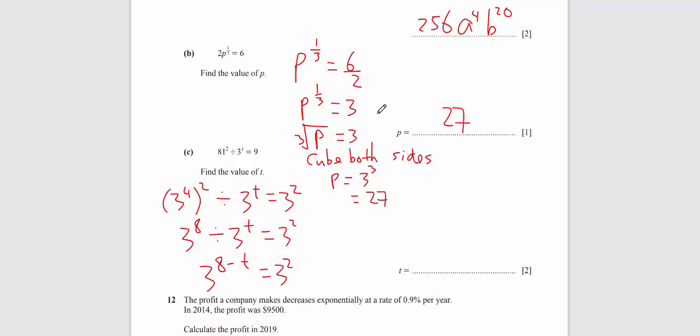And then after that, if the base is already the same, you can equate the powers. Then you have 8 minus t is equal to 2. Minus t is equal to negative 6. t is equal to 6.